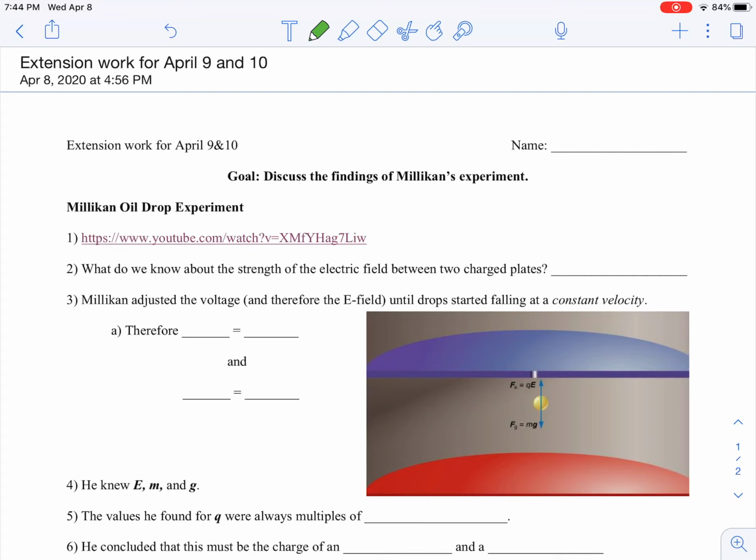So we're going to talk about the Millikan oil drop experiment. You may have heard about it back in your chemistry classes. We're going to talk about Millikan's findings, what the point of his experiment was, and we're going to do some of the math that he did when he actually did his experiment.